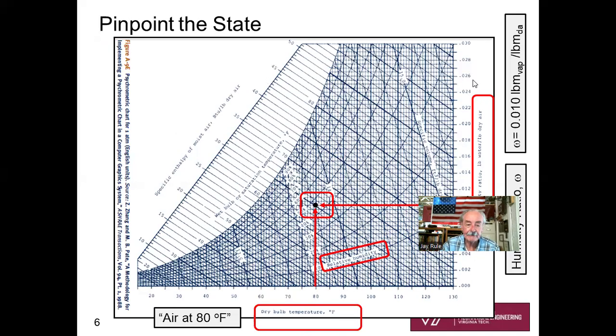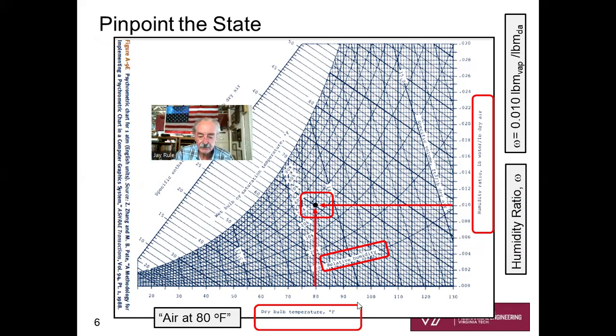So step one, pinpoint the state. How are we going to do that? Okay, let's see what we got. Let's look at the x-axis first, and the x-axis says dry bulb temperature. Now, what's that? What's dry bulb all about?